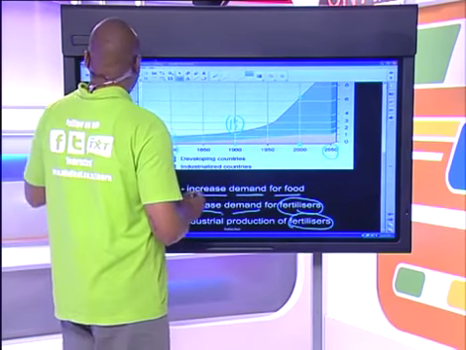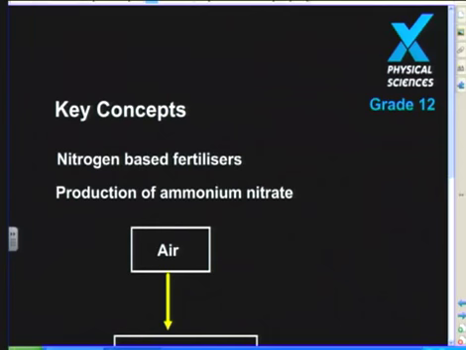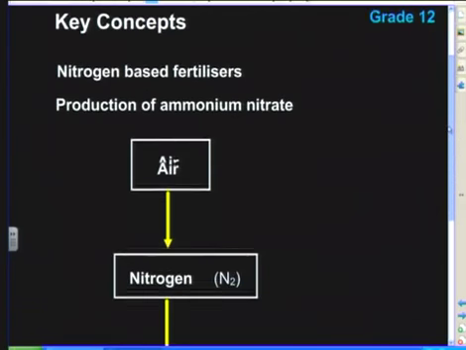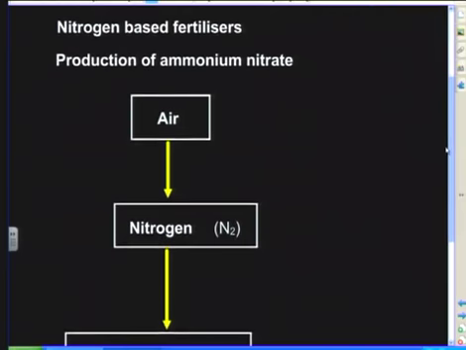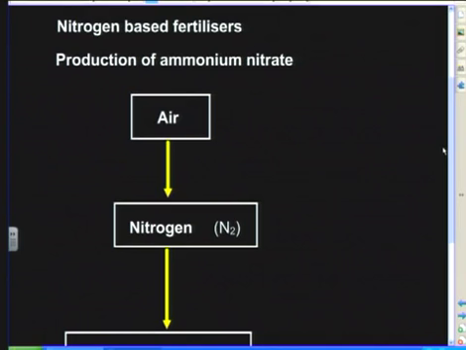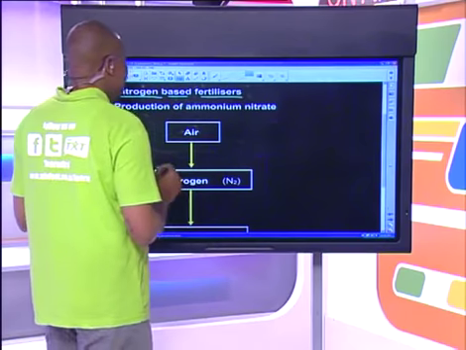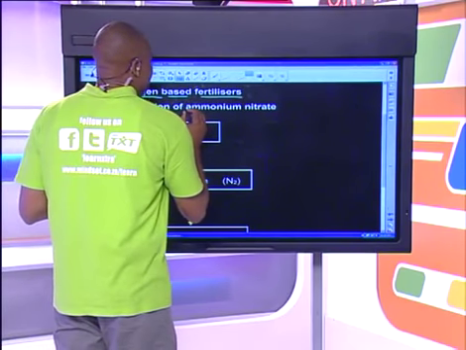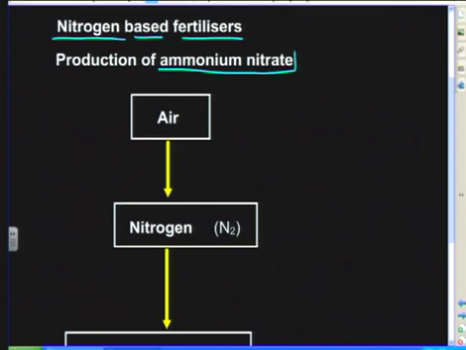Good. So that is a nice background of what you need to know there about population explosion versus the need for fertilizers. Let's look now at nitrogen-based fertilizers. These are fertilizers that contain nitrogen. How are they produced industrially? Let's look at the production of ammonium nitrate.